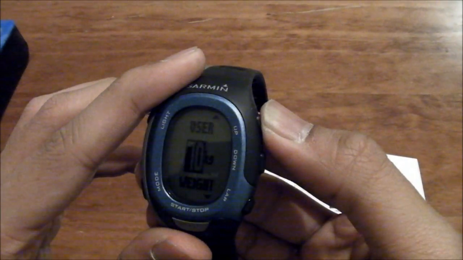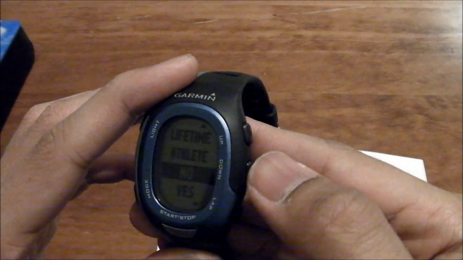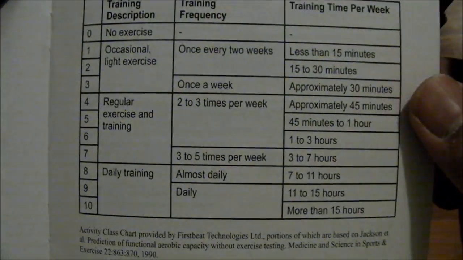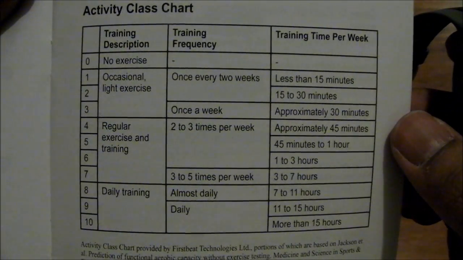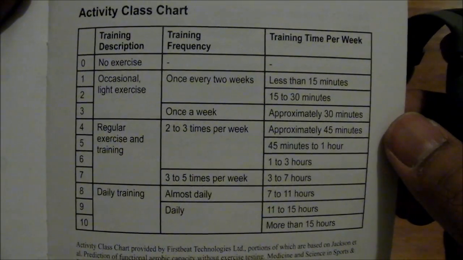Metric, I guess. Male. Put down the age. Weight. Height. Lifetime athlete. I guess not. And I really gotta read more of the manual. Okay, so it does give you this activity class chart, what you do. So I guess I fall into the category of between 4-5. I would say more of a 5, I think. So I'm gonna put myself 5.